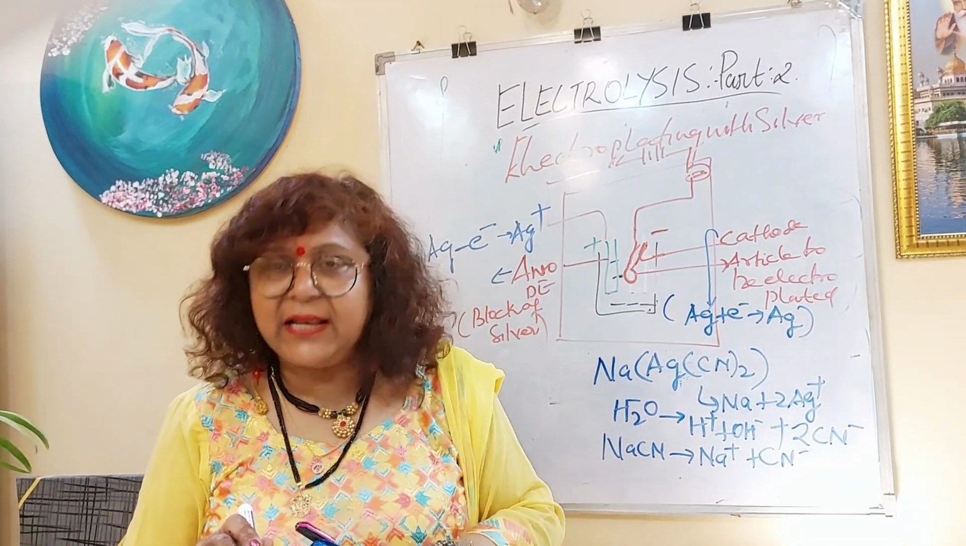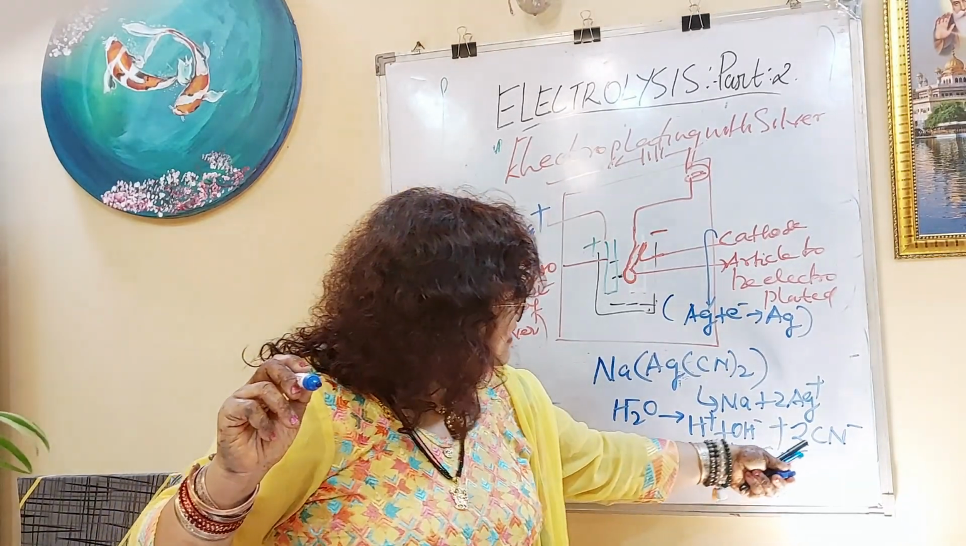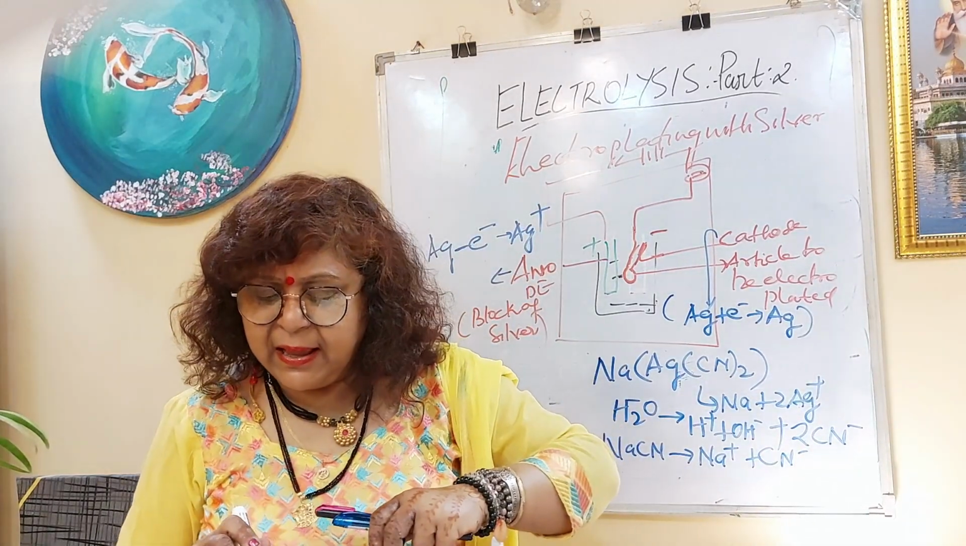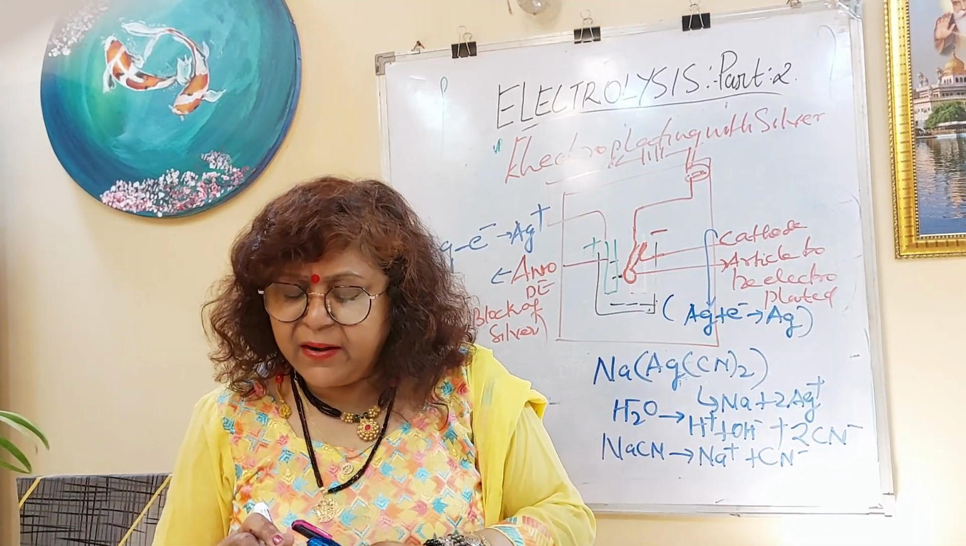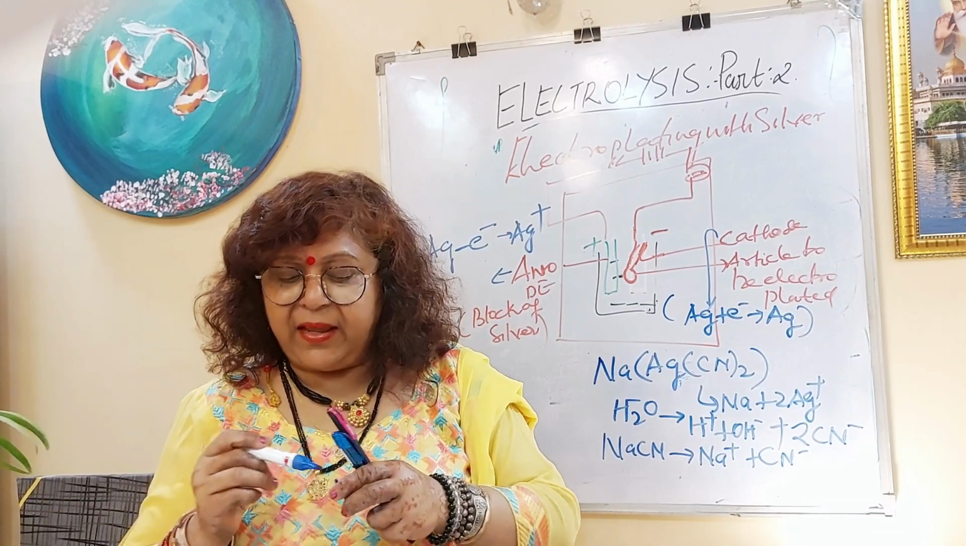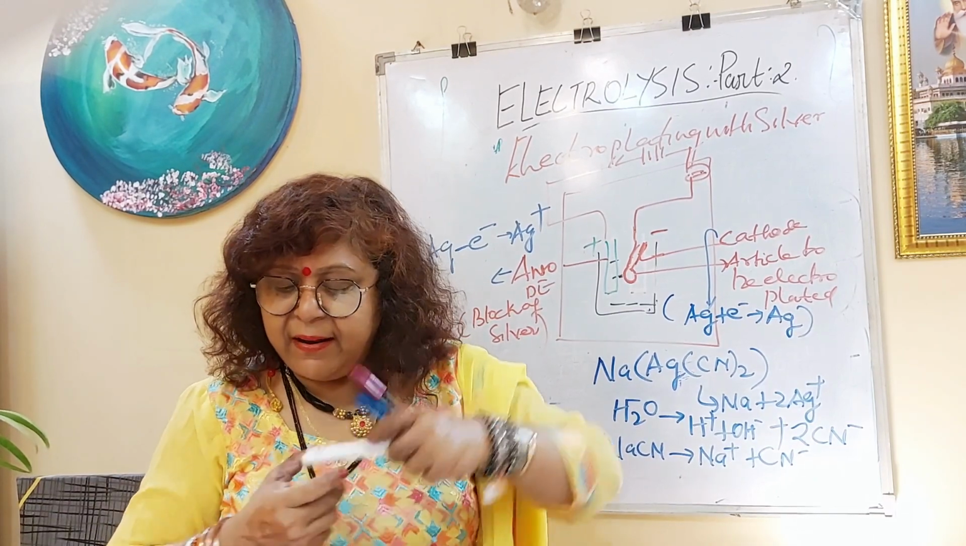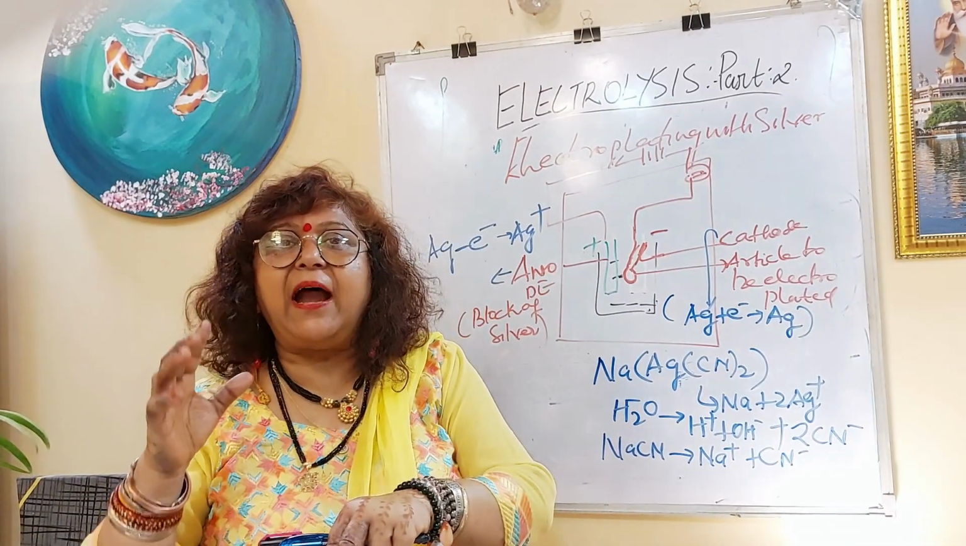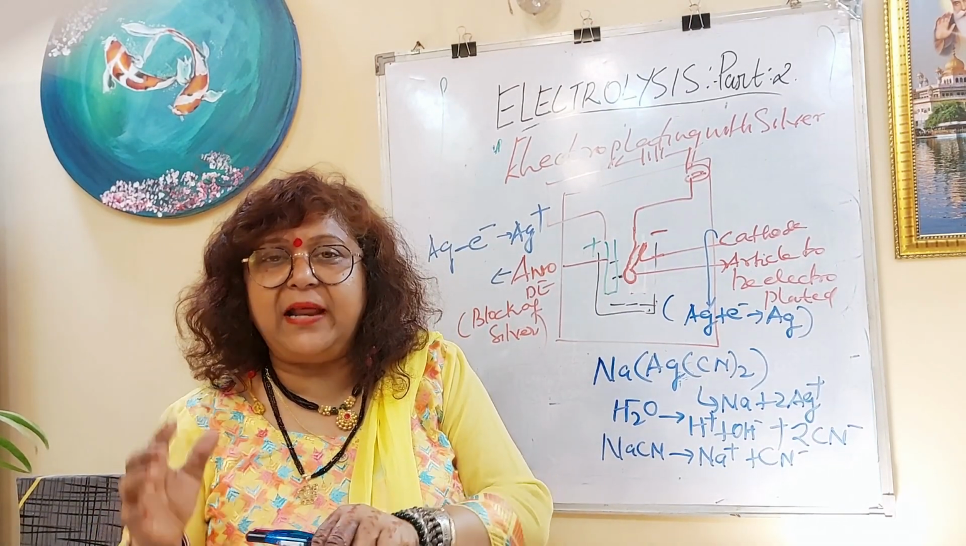Now the anions formed here, CN- and hydroxide OH-, migrate to the anode, but neither of them gets discharged, because their reduction potential is higher than silver. So this is electroplating with silver.